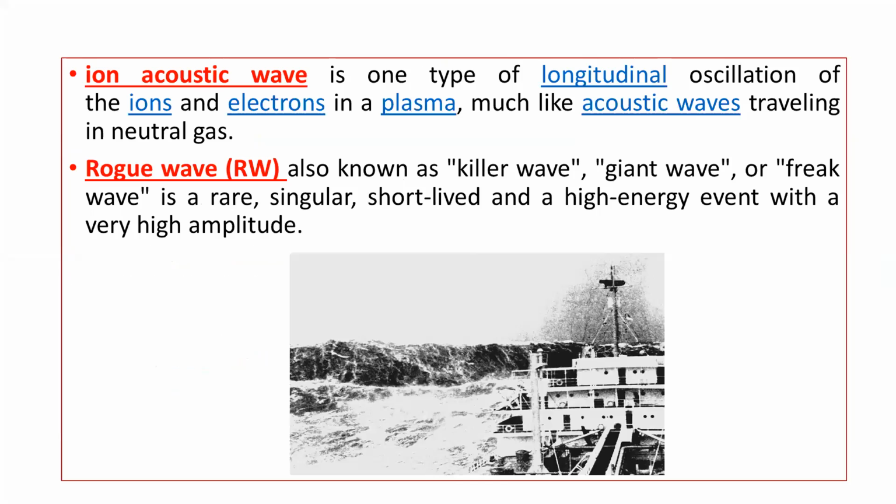Ion acoustic wave is a type of longitudinal oscillation of the ions and electrons in plasma, much like acoustic waves traveling in neutral gases. Rogue waves, also known as freak waves, are singular or rare, short-lived, higher energy events with very high amplitude.